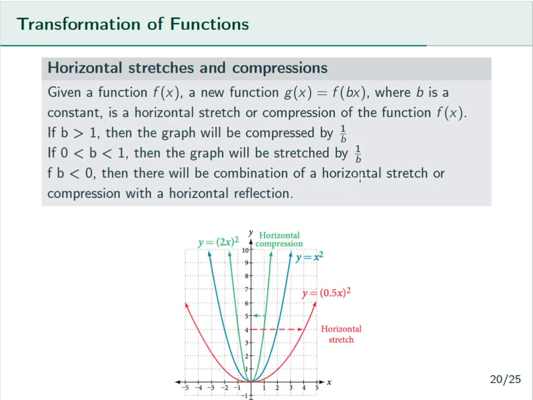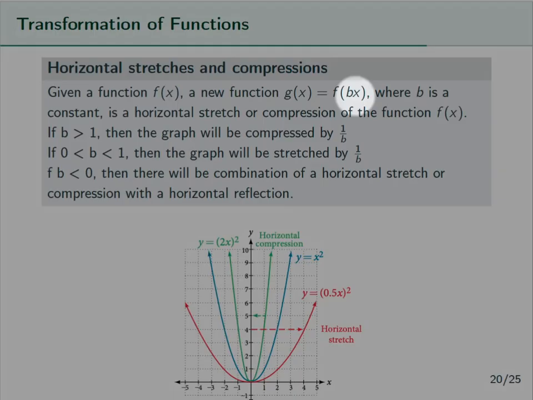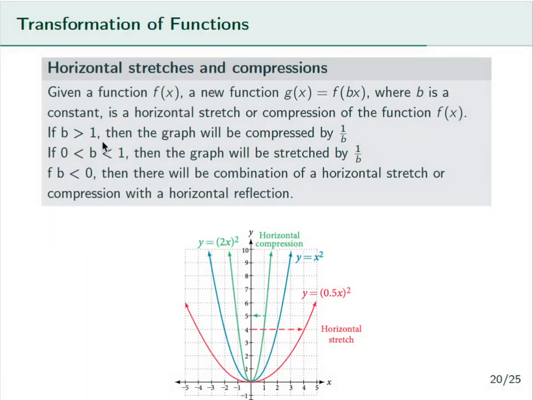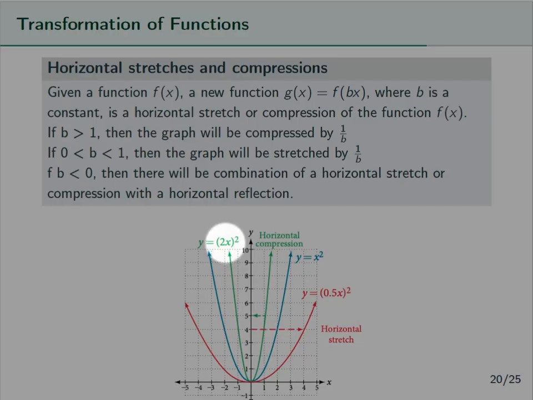Horizontal. As you can guess, now we're multiplying a number to an input quantity, as you can see, b of x here. Then we insert b of x into the function to get an output. So here, if b is greater than 1, then the graph will be compressed by 1 over b. Let's look at the blue again. The blue graph here is the original graph. Now I multiply by 2, then insert 2x as an input. Then the green graph is horizontally compressed.